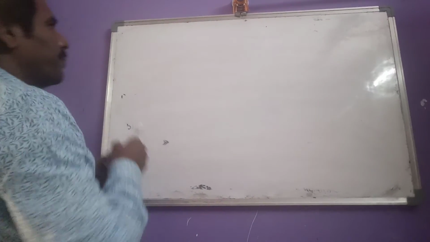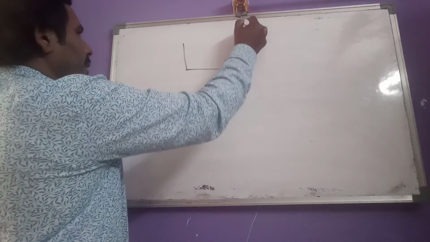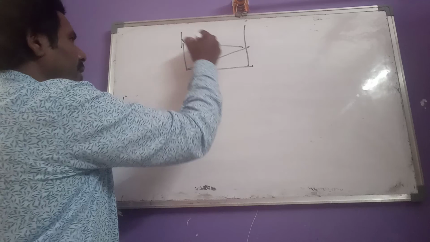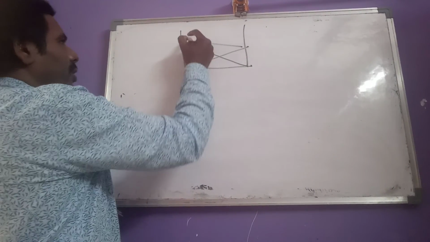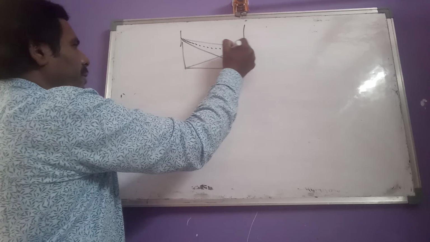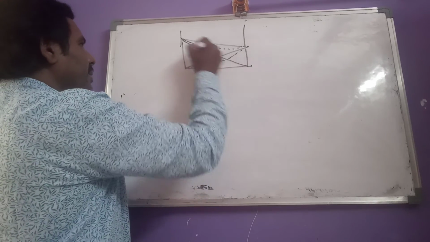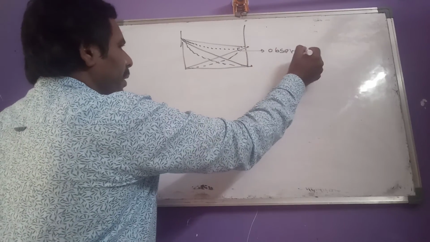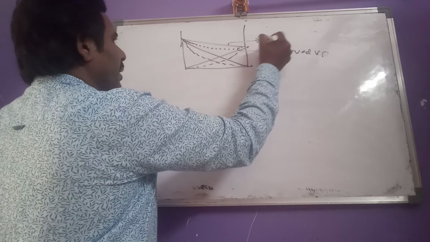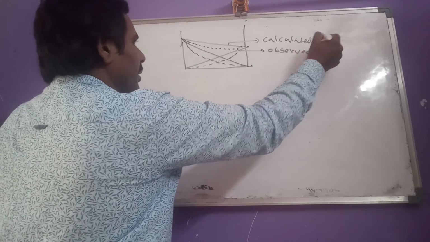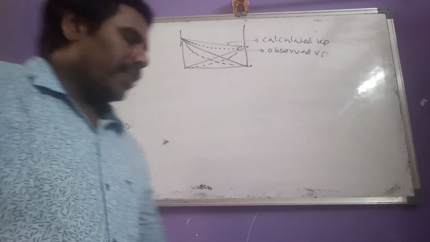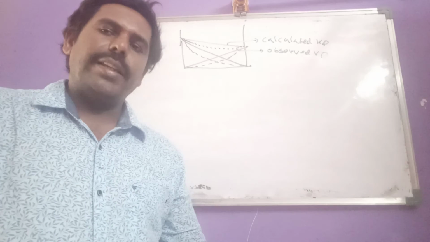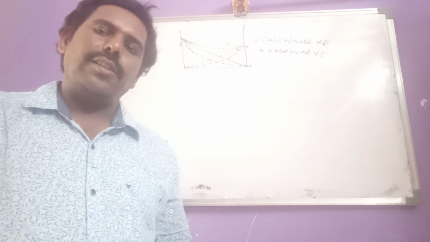Now first we have to see that for ideal solutions, we can get the graph like this. But showing negative deviation means the observed vapor pressure is less than the calculated vapor pressure. So this is the observed vapor pressure and this is the calculated vapor pressure. So like this, these are the solutions exhibiting non-ideal behavior. This is regarding ideal solutions and non-ideal solutions.